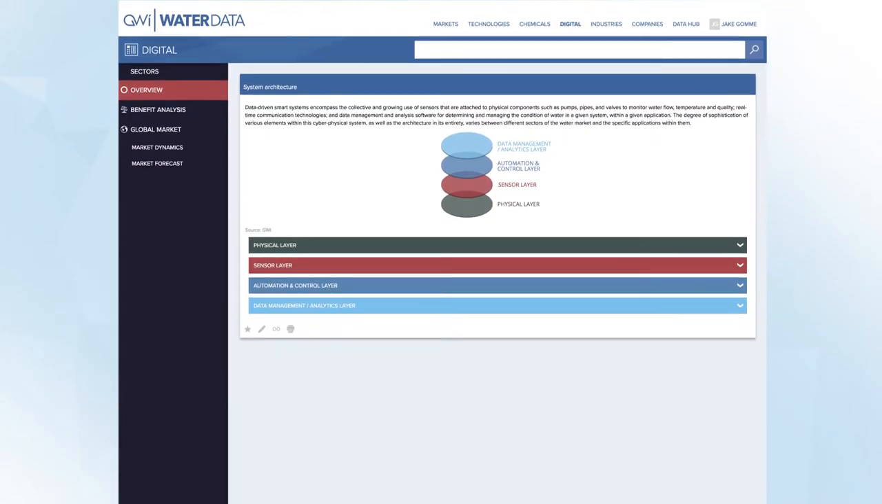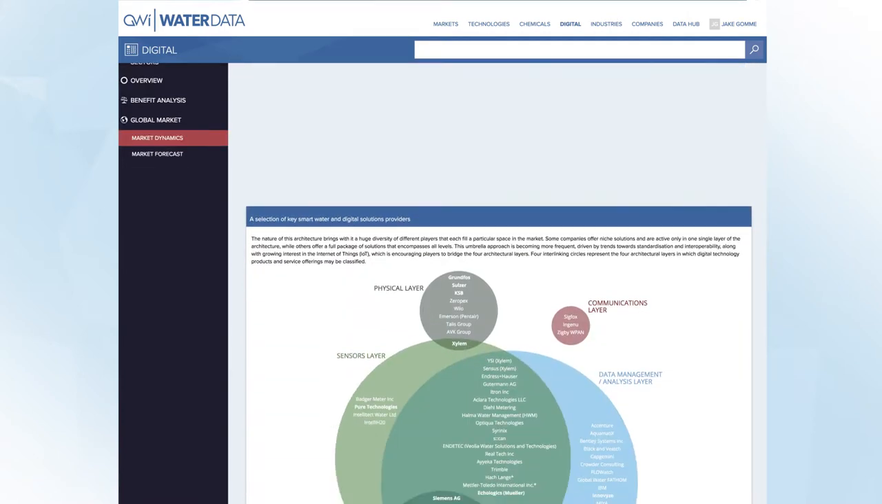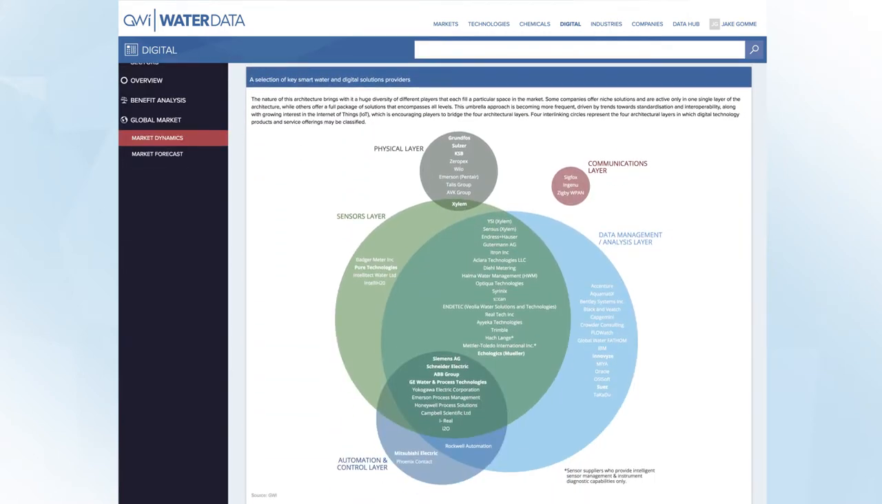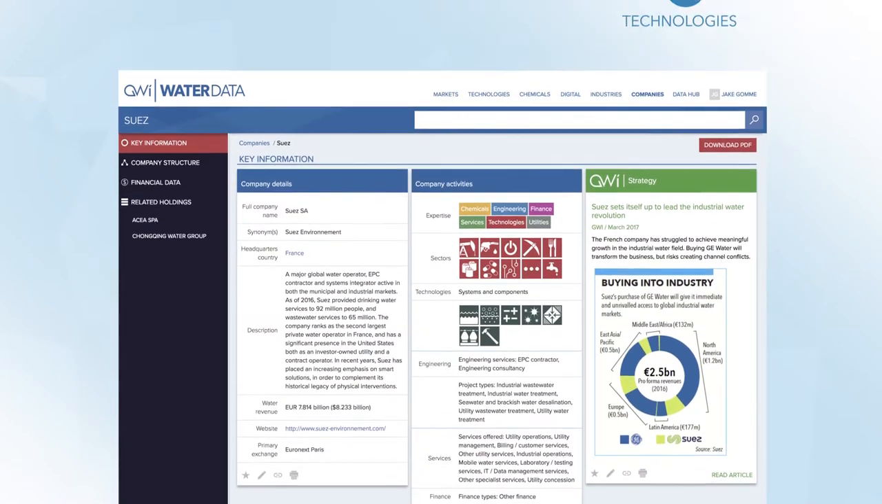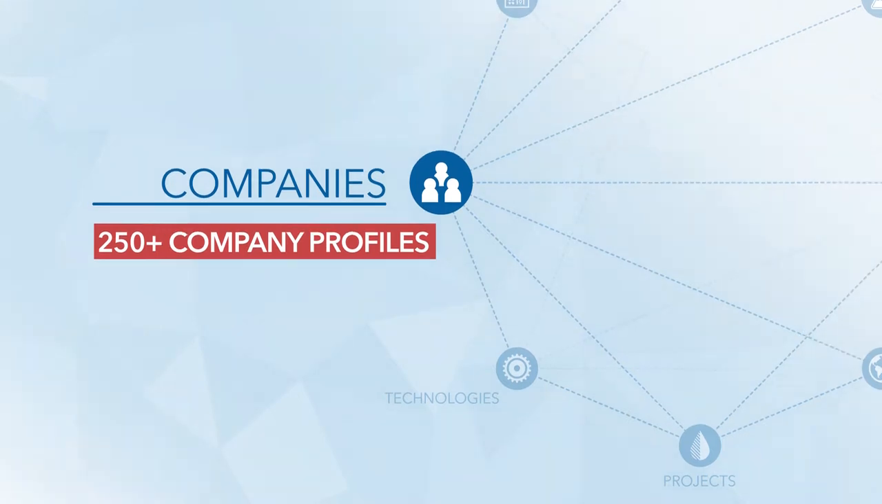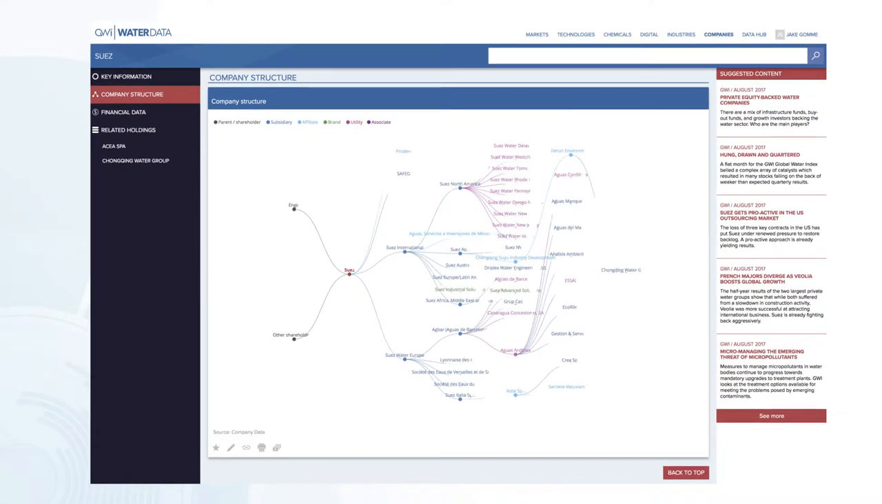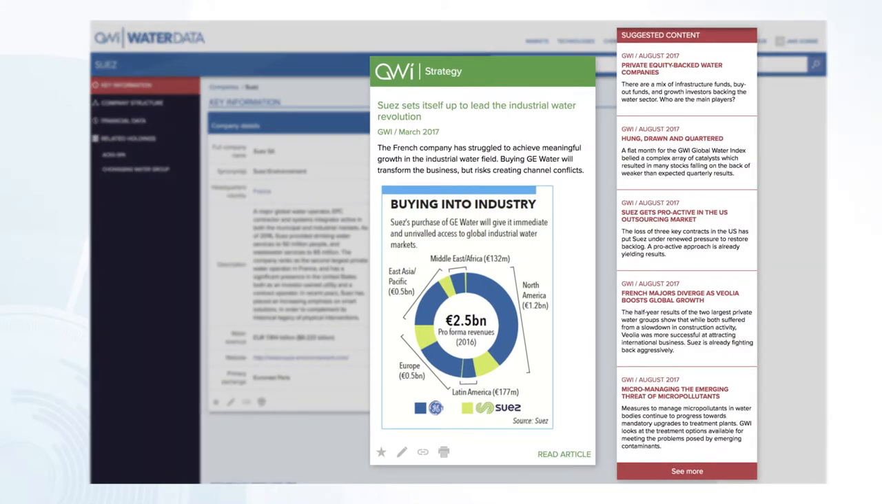With an overview of the composition of the control and monitoring systems market, and a map of the digital water supply chain, you can click on company names in the cards to access a detailed profile of the company. Our expansive company database began with 250 profiles, and we are growing this towards an exhaustive list, providing a comprehensive map of the company structure and its key financials, activities, and capabilities. The profile is updated as major developments emerge, bolstered by related material and suggested content.